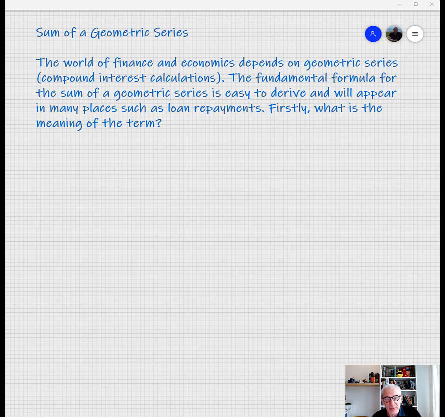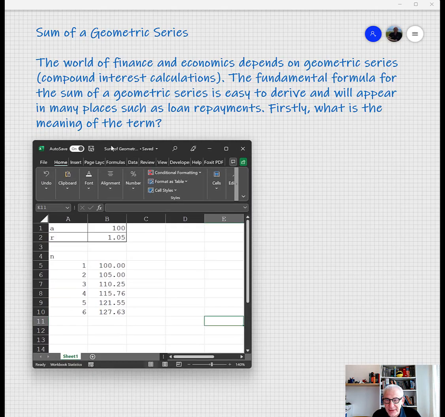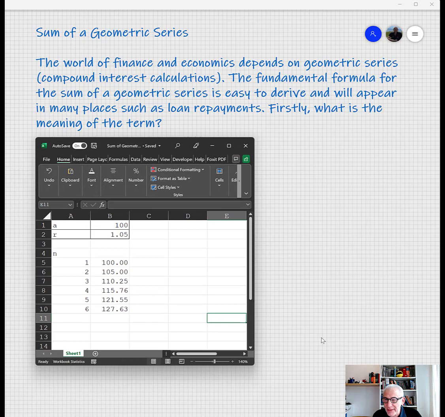In the previous example, we kept the amount of money the same at the beginning. In this one, we're going to see what happens when you want to add an equal amount of money each time, as well as getting interest on your payment. Here I've got a little spreadsheet where the calculations on the compound interest are clearly shown.